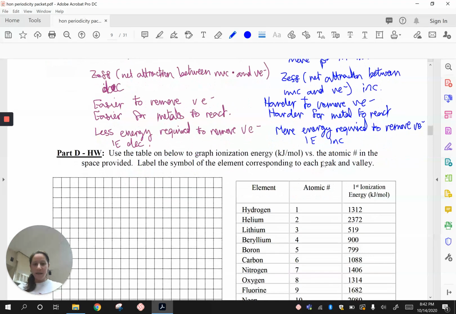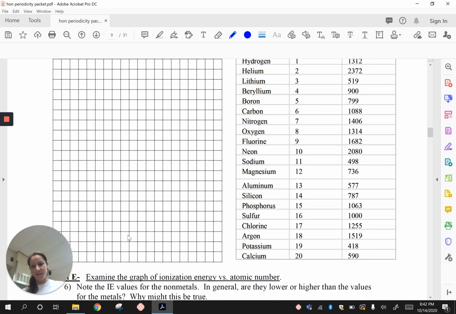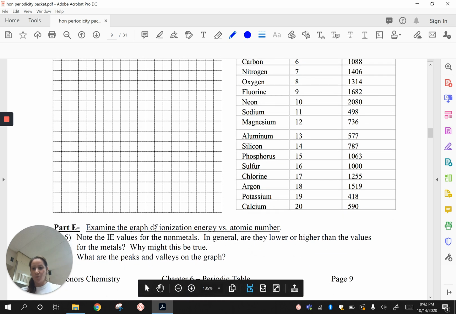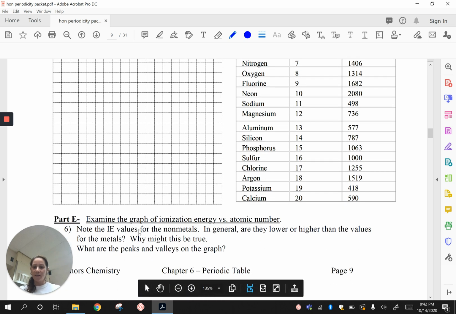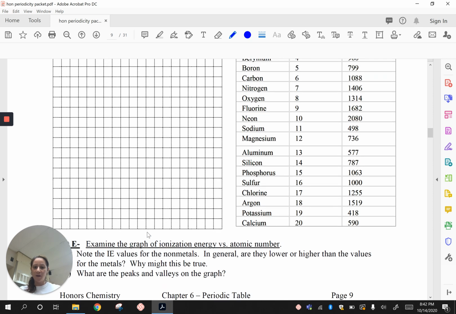All right, I would like you to look at these ionization energies and graph them here. So you're going to graph ionization energy on the y-axis and atomic number on the x-axis, and look at your results. And if you do that, you will notice that we have some values here that we need to take note of.